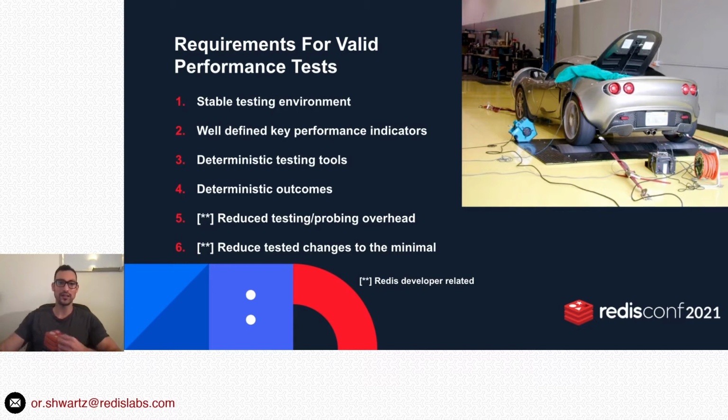make sure you use battle-tested tools. Please don't use your own tools. I think it's pretty obvious. And like any other testing scenario, you need to make sure that the test is not flaky, meaning you need to make sure that the results are reproducible and somewhat deterministic, so you can go over them over and over again. Now, for Redis developers, make sure you reduce the probing overhead and minimize the changes you are testing, because it will be easier for you to isolate the problem.